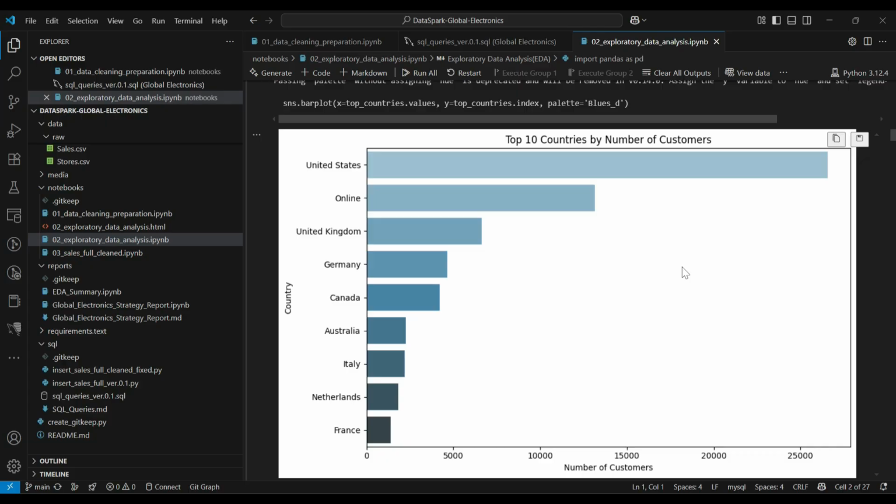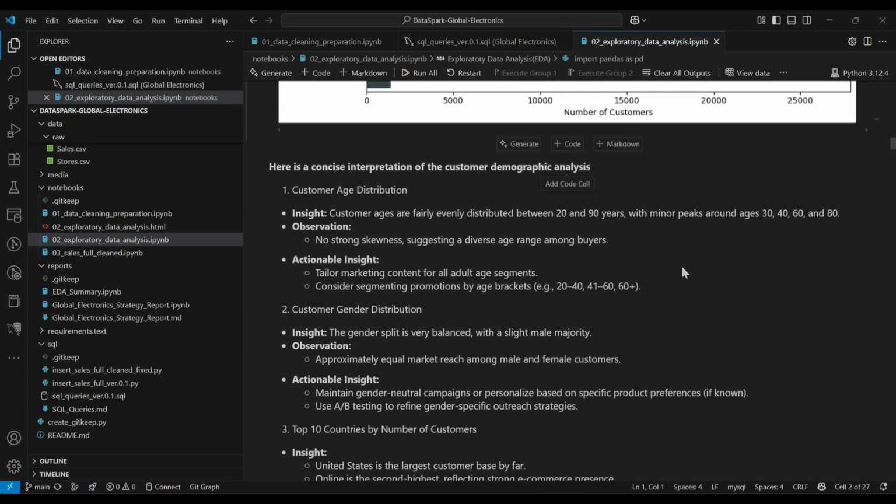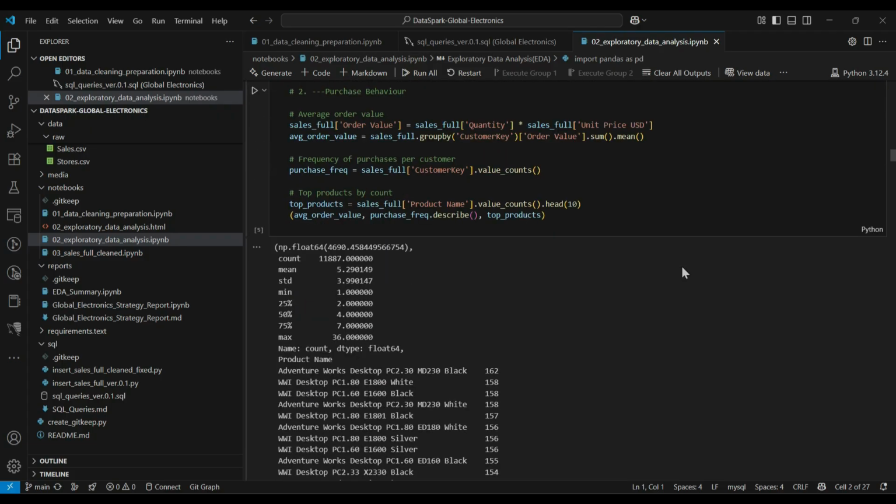Actionable insight: prioritize US-centric strategies, ads, inventory, support. Strengthen the online platform to further scale international reach. Localize content and offering for top non-US markets, for example UK and Germany.